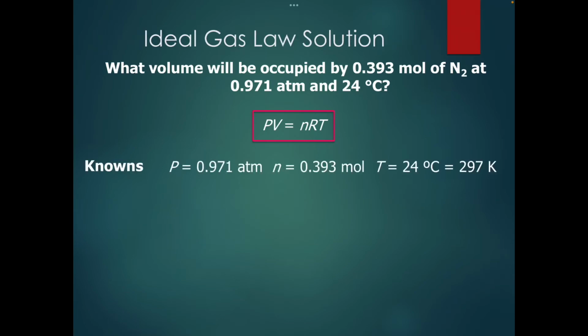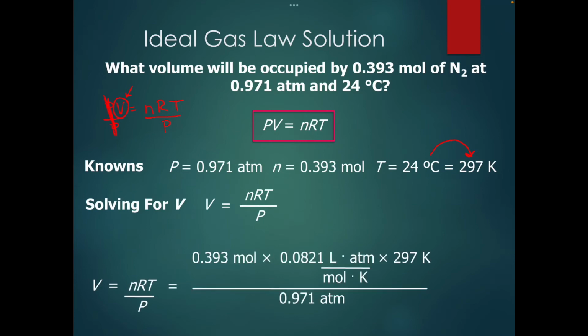Alrighty. So, things that we know. We know our pressure, we know our number of moles, and we know our temperature that we've converted to Kelvin. Our next step will be to rearrange our equation. So we have PV equals nRT. Here we're solving for volume, so we'll go ahead and divide both sides by pressure so that we get volume by itself. So we get volume is equal to nRT over P. We can go ahead and plug everything in. So there's nRT over P. We'll make sure all of our units cancel, and we're left with liters, which is what we were trying to find.